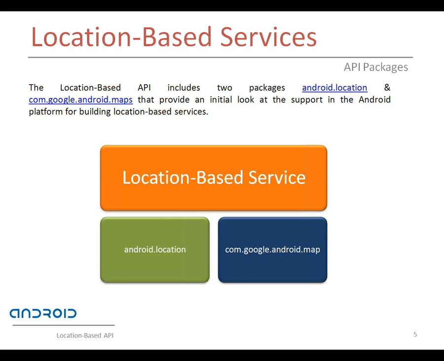Location-based services API package. Location-based API includes two packages. One is android.location and second is com.google.android.maps. That provides an initial look at the support in the Android platform for building location-based services. Now moving to the classes and interfaces of Android.location packages.